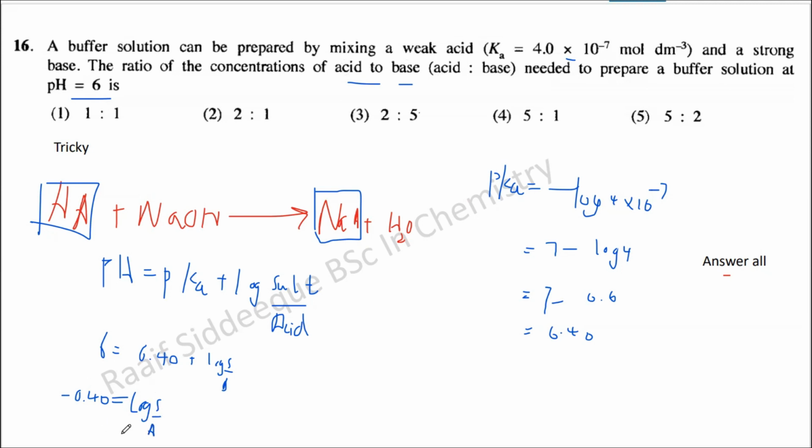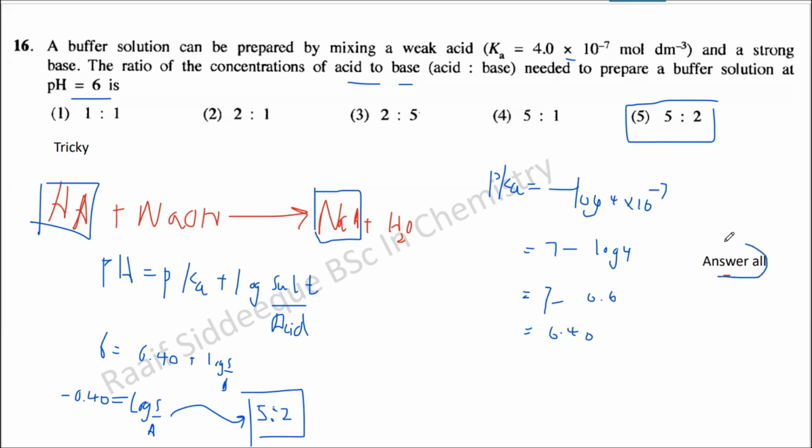If you take the antilog here, you will see the salt over acid is 2:5, so the acid over salt is 5:2. This is a straightforward calculation, because when you get the pH and pKa, you get the minus value here, then you take the antilog. So according to that, the answer is the fifth one, which is 5:2.